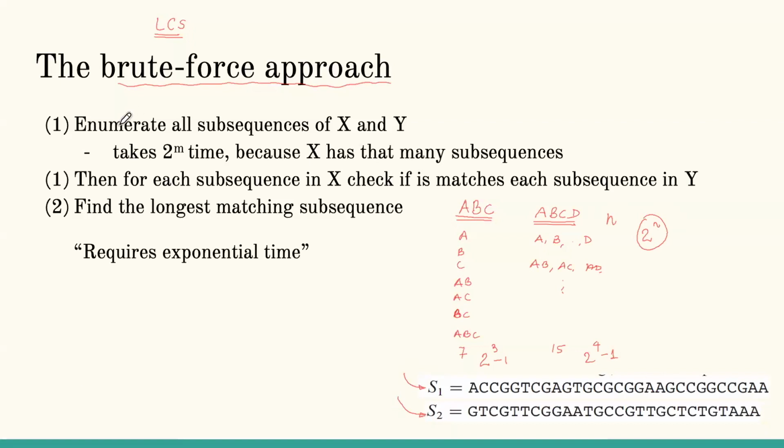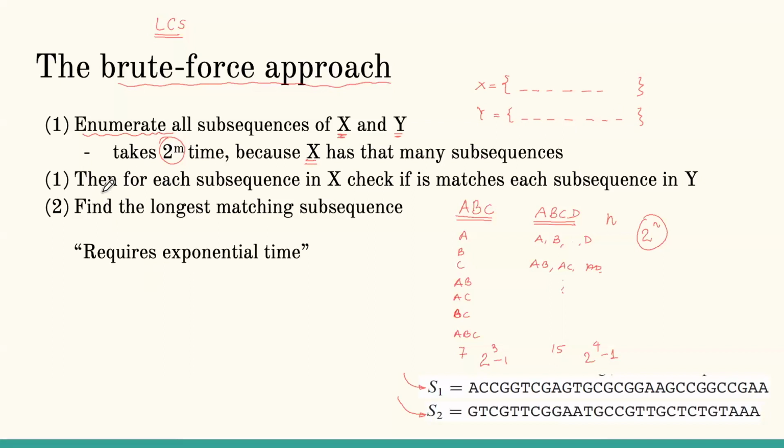So the idea behind the brute force approach is to take two sequences, two strands, and then enumerate all possible subsequences of X and also all possible subsequences of Y. We list out all the possible subsequences of X, and then we also list out all the possible subsequences of Y. This obviously takes a lot of time, in the order of 2 to the power m, because X has that many subsequences, and same for Y.